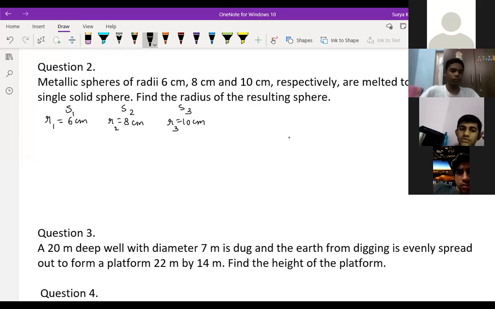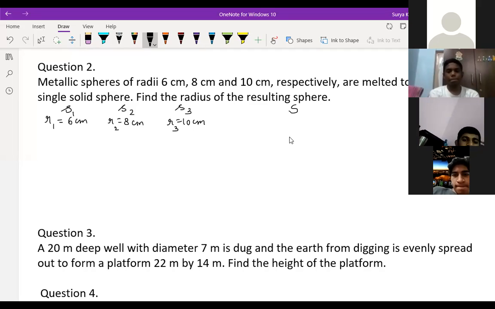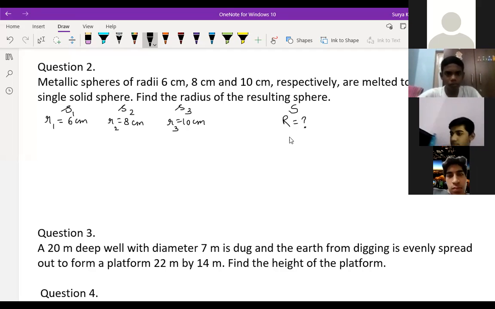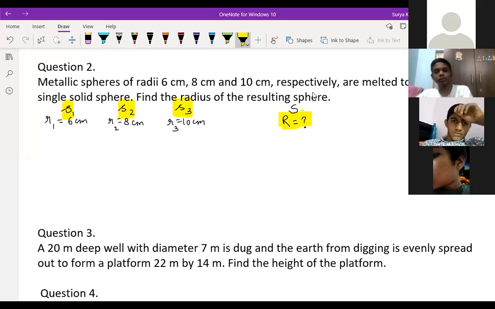And this whole set of spheres is melted to form a single solid sphere. So just think of a small sphere as small s, and the one big sphere we are making as capital S. So we have to find the radius of the bigger sphere. Understood, children? What we are doing here? 3 small spheres, S1, S2, S3, are melted together and we form a big sphere, and we have to find the radius of the big sphere.